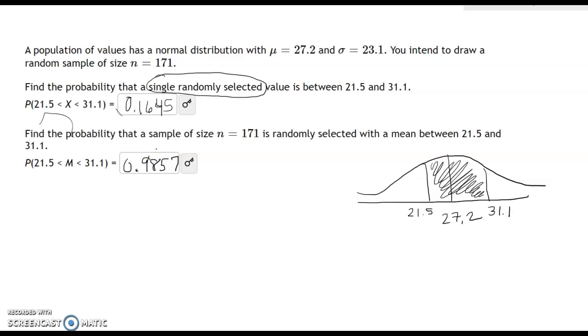There we go. Okay, so that question, you do the exact same thing, but the wording is really important. If it's a single randomly selected value, you type in lower bound, upper bound, mean, and standard deviation. If it is a sample of size n equal to 171 that's randomly selected, then we use our lower bound, upper bound, mean, and we adjust that standard deviation by the square root of n. In this case, it was 171.